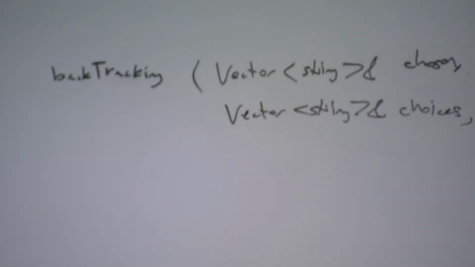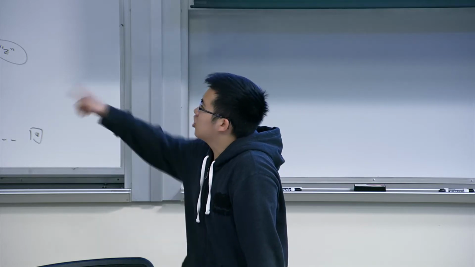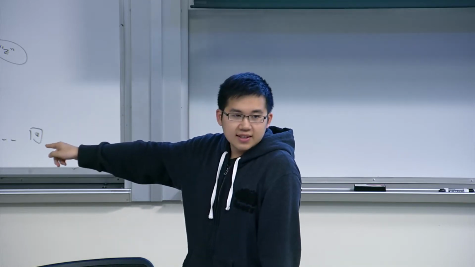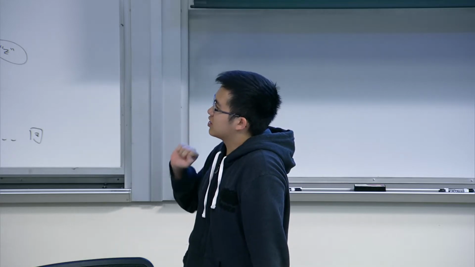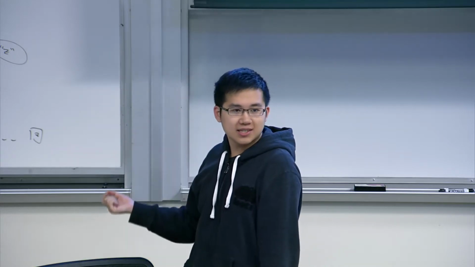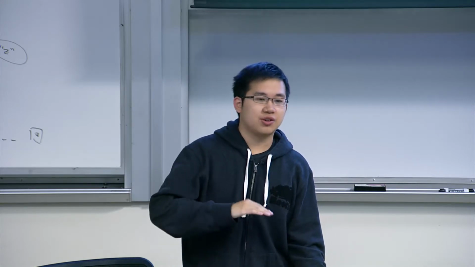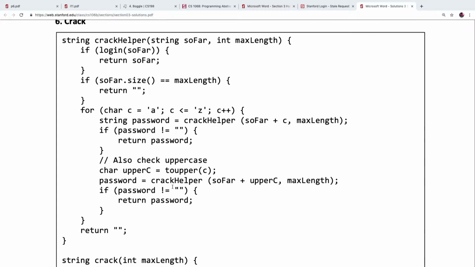Oftentimes there will be different parts to your choosing and unchoosing. You'll have to choose and unchoose different things. For example, if you have both a chosen vector and a choices vector, you have to add your choice to the chosen and remove it from choices. So there's two things you have to do to choose, and in your unchoose, you have to reverse both of them.